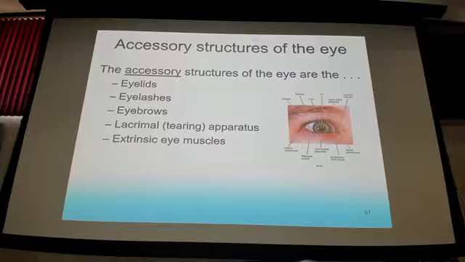Structures or accessory structures of the eye. Most of these we're familiar with, and they didn't give all of them funny names that we're not used to. Eyelids, eyelashes, eyebrows, the lacrimal apparatus. We're going to look at how we form tears. And then our extrinsic eye muscles. We got introduced a little bit to extrinsic eye muscles in cranial nerves, and now I'm going to come back and tell you basically those other four.